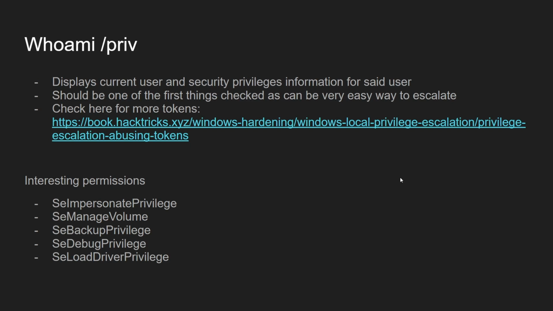How we display what we're able to do, what privileges we have, is through whoami /priv, and that basically shows the user that we currently are and what security privileges we currently have. It should be one of the first things you check because it's a nice easy win, especially if there's something on there that looks obscure. It most likely is the way in.